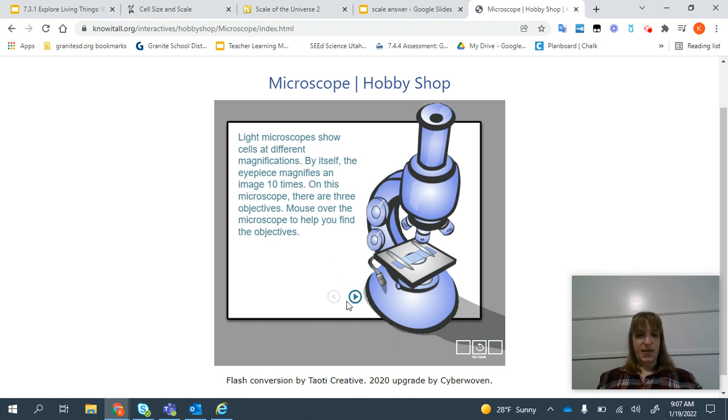So then it gives you information about light microscopes and how much the magnification is. By itself, this lens piece right here, the ocular eyepiece, magnifies 10 times. And then down here, there are 3 objectives that magnify it even more. The low power objective is 4 times, so if you go 10 times 4, that's 40 times the magnification. And then the medium power is 10 times, so 10 times 10 is 100 times. And then 40 times is the higher power, so 40 times 10 with the ocular eyepiece is 400 times.